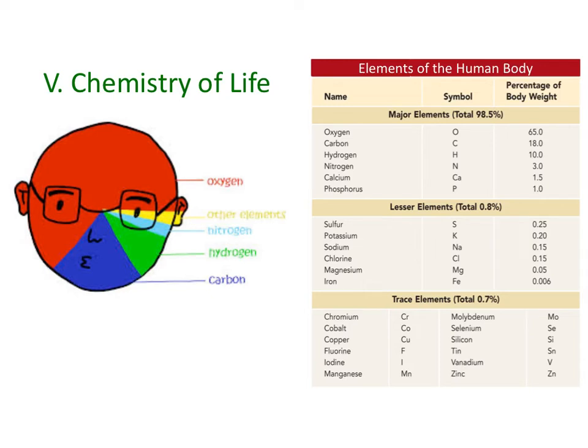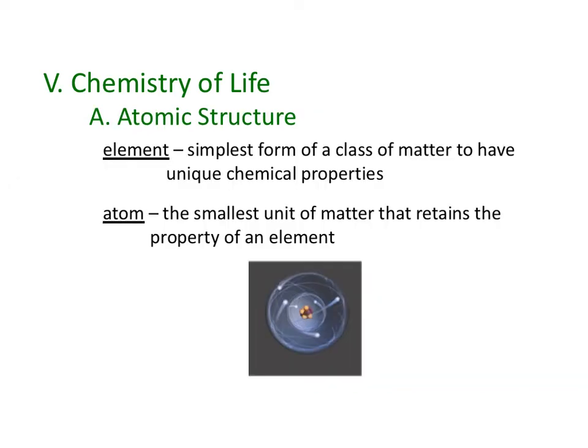Okay, last part of today's lecture is going to be talking about the chemistry of life. First thing I want to talk about is defining a few terms. In terms of chemistry, an element is the simplest form of a class of matter to still have unique chemical properties. Basically, you can't break anything down smaller than an element and still have the properties of whatever that element is. So if you're looking at gold, which is a very unreactive metal, you can't separate gold into anything smaller and still have those properties. A single unit of an element is called an atom.